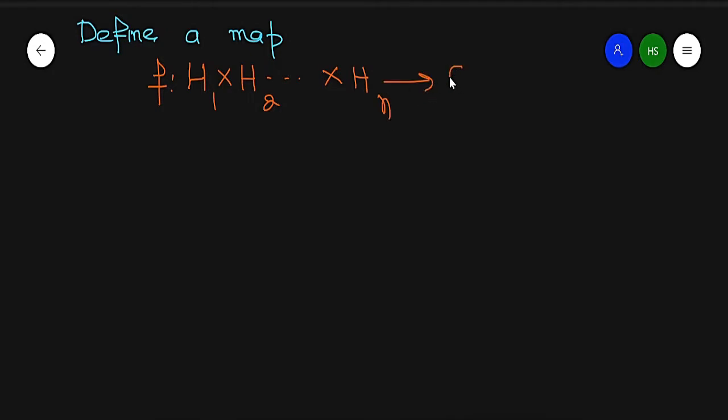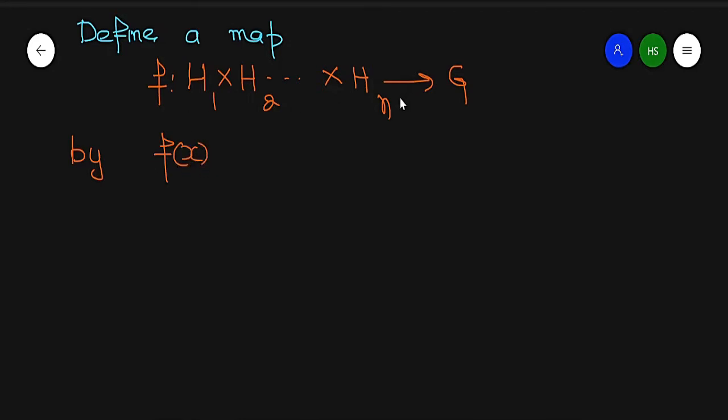Now to prove the isomorphism, I define a map f from H1 cross H2 so on cross Hn to G. So we know the element of G is the product of elements of H1, H2 and so on. So this is defined by f of x.